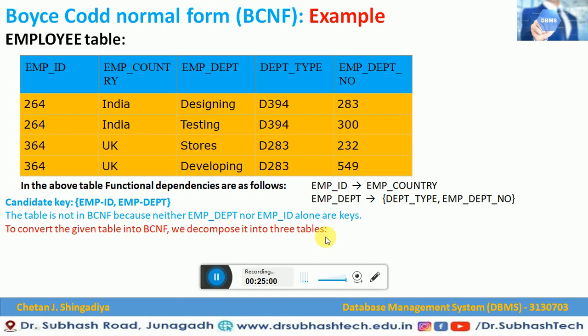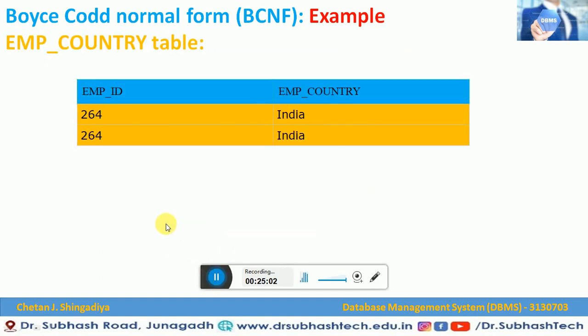How will it look? Let us see. Now the employee table can be converted into an employee country table. That employee country table contains 2 columns, employee ID and employee country, and it will look like this. Now you can see this table satisfies all the properties of first normal form, second normal form, third normal form, and BCNF, that is Boyce-Codd normal form.